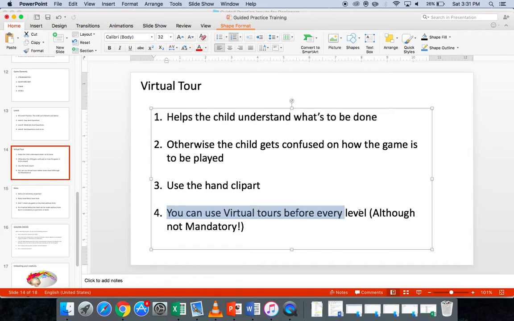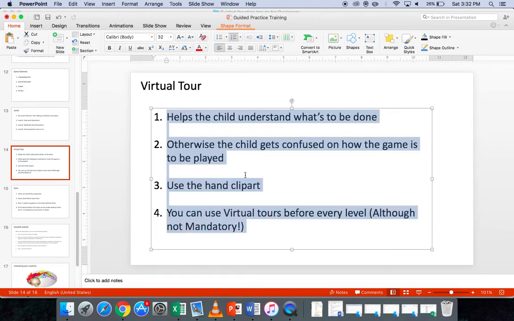You can use a virtual tour before every level. I think it's very important to show it. In comparison creators, there were three levels. I had the virtual tour before the first level. I also had the virtual tour before the third level, but I did not have a virtual tour after the second level, because I thought the first and second levels are quite similar. So it's not mandatory to have one after every level, but it is mandatory to have a virtual tour in the game, because otherwise there is no way that the child will understand what is to be done.